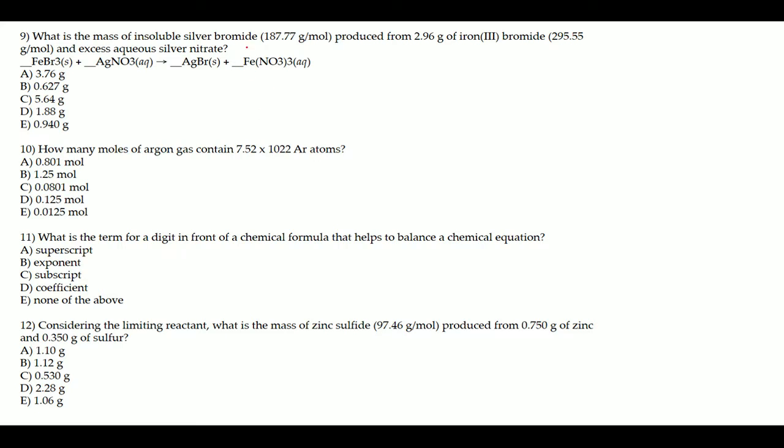Number 9, what's the mass of insoluble silver bromide produced from 2.96 grams of iron bromide? So here, again, we have to balance the reaction, 3 and 3, and that looks balanced. And then given information here is 2.96 grams of FeBr3. And I'm trying to calculate grams of silver bromide. So this is just stoichiometry, not a limiting reactant. Given one thing, calculate the other.